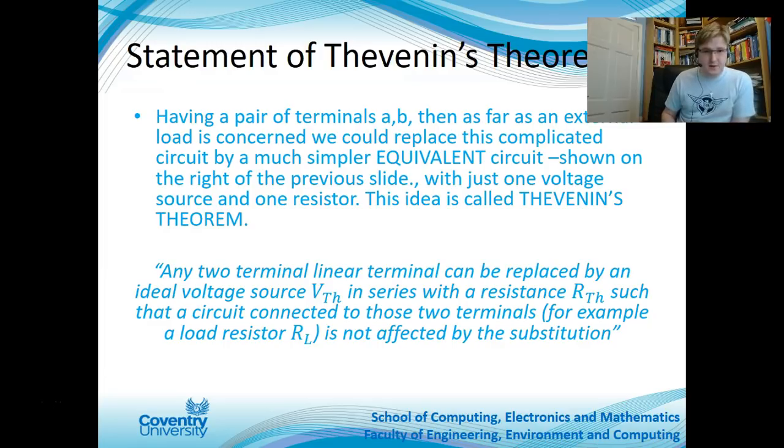Just so you know what the quote says: any two-terminal linear circuit, linear is the key word here, can be replaced by an ideal voltage source V Thevenin in series with a resistance R Thevenin, such that a load circuit connected to it, for example a load resistor RL, is not affected by the substitution. So it sees exactly the same thing. Remember, I'm not going to ask you to write quotes in the exam. This is just so you know where it comes from, and it came from any of the textbooks. So it could be from a textbook that looks like this, for example.